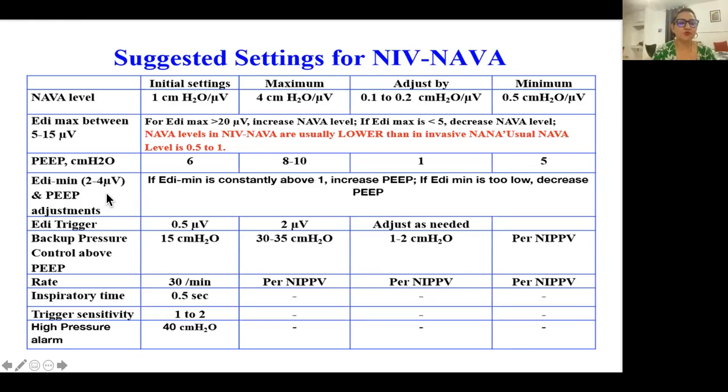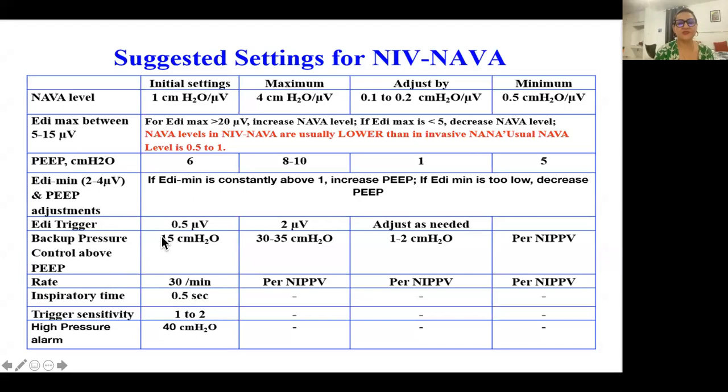EDI minimum is 2 to 4, and that is telling us about PEEP adjustments. If the EDI minimum is high, constantly above 1, then you need to increase the PEEP. If the EDI minimum is too low, then you need to decrease the PEEP. That means it's already generating PEEP and doesn't require much. So PEEP adjustment can be done using the EDI minimum, and PIP adjustment and NAVA adjustment can be done by using the EDI maximum.